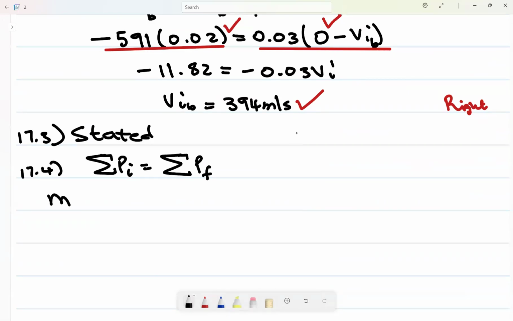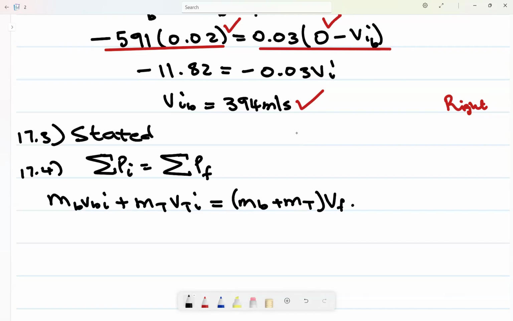is equal to sum of momentum final. That is mass of the bullet times velocity of the bullet initially, plus mass of the trolley times velocity of the trolley initially. It is equal to mass of the bullet plus mass of the trolley, since they are moving as a unit now, the combination. They have the same final velocity.